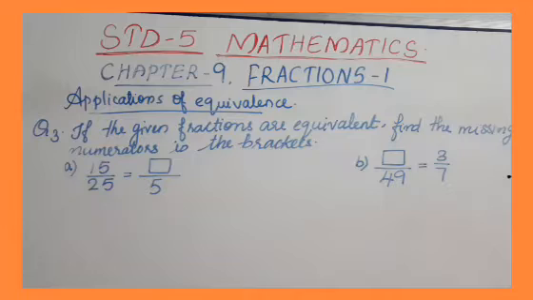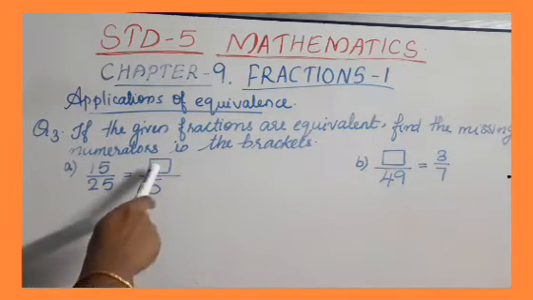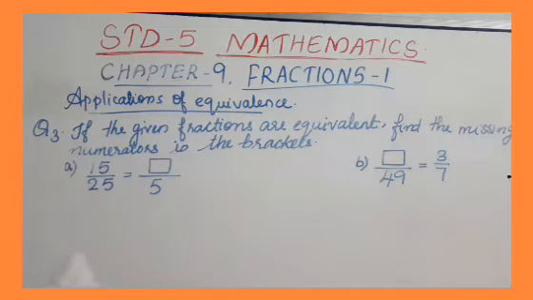Children, now we are moving to the next application level question, and this type of question is very important. Everyone study this well. Okay, the question is, if the given fractions are equivalent, find the missing numerators in the brackets. So here it is already given that these two fractions are equivalent, but the numerator of the second one is missing. So you have to find out that numerator applying the equivalence of these fractions. Okay, how to do that I will show you.